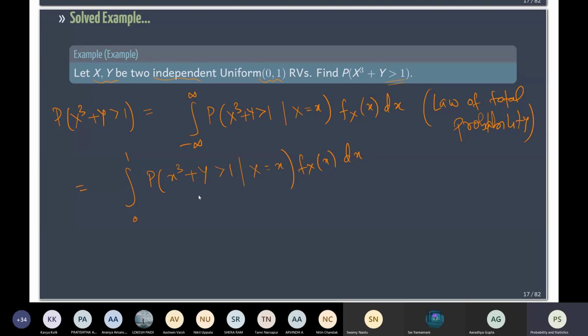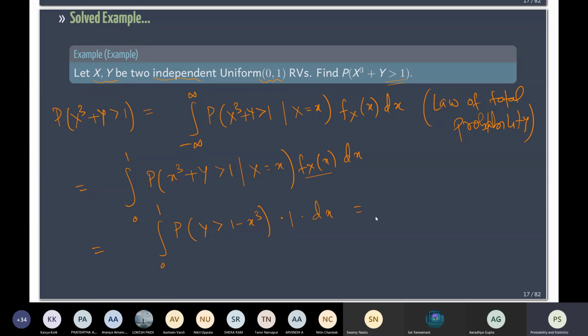So this is like some function of Y, because x is fixed. From here I can solve for Y greater than 1 minus x cubed, and so on. Due to the independence of X and Y, I can just write this as the integral from 0 to 1 of the probability that Y is greater than 1 minus x cubed, where f_X(x) is 1, times dx.